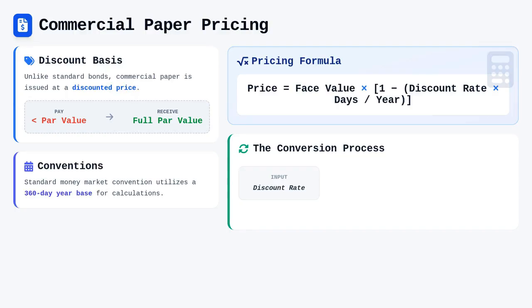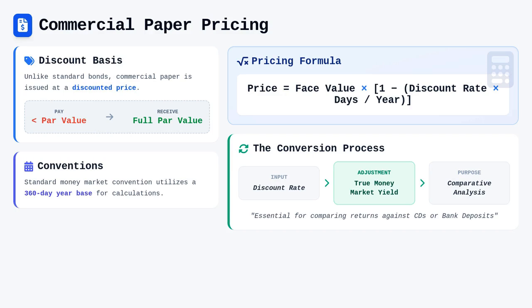Furthermore, treasurers and investors must frequently convert these discount rates into true money market yields to compare them against alternative investments like certificates of deposit or bank deposits. This conversion requires adjusting the discount yield to reflect the actual interest earned on the initial capital investment over the holding period, effectively annualizing the return.